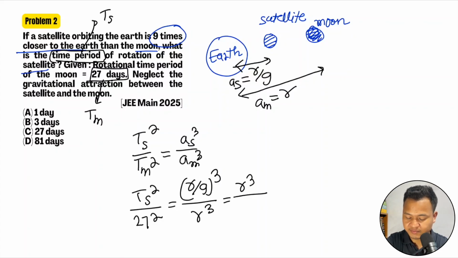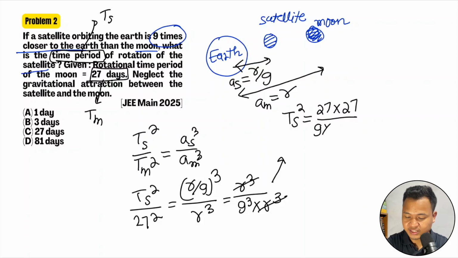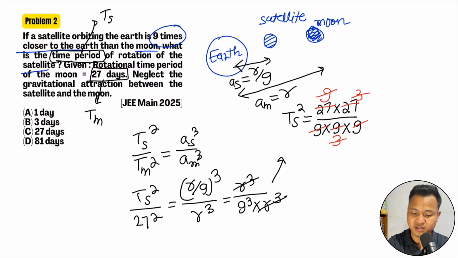That is R cube divided by 9 cube into R cube. So it gets cancelled out. Remaining: TS square equals 27 into 27 divided by 9 into 9 into 9. Cancel it. So 9 3s are 27, 3 3s are 9, 3 9s are 27. 9 9 cancel out. So here you have 1. So therefore, the time period of satellite is 1 day.